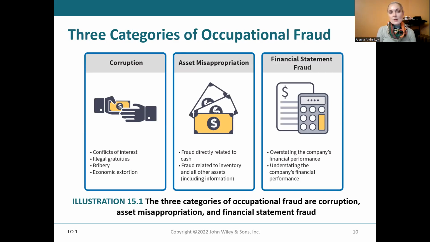We have corruption, which includes items such as conflict of interest, illegal gratuities, bribery, and economic extortion. Then you have asset misappropriation, which could be either fraud related directly to cash, fraud related to inventory and all other assets. So this can be occurring at the time of sale.